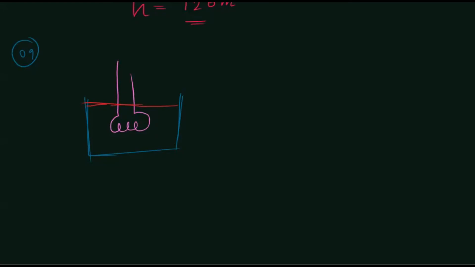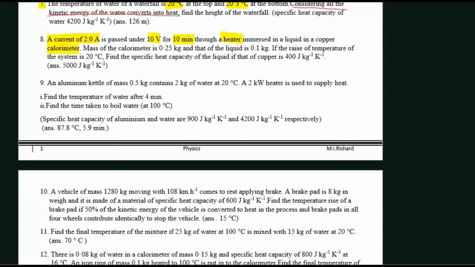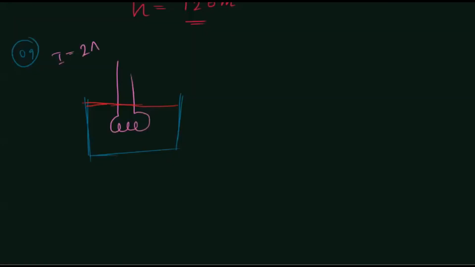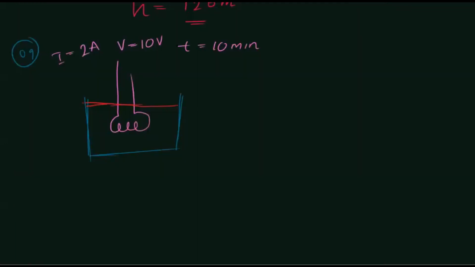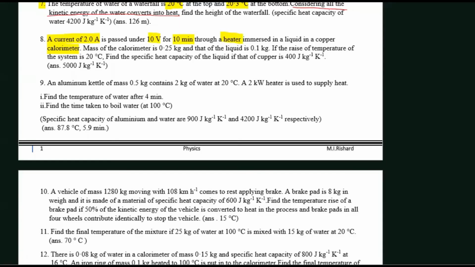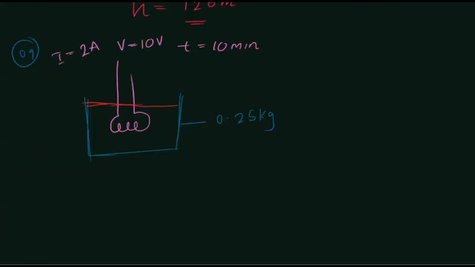So they are sending the current for how long? They're sending a current I equal to 2 amperes, of voltage 10 volts, for 10 minutes, right? Let us read the next. Mass of the calorimeter is 0.25 kilograms, right? What else? And the mass of the liquid is 0.1 kilograms, right?